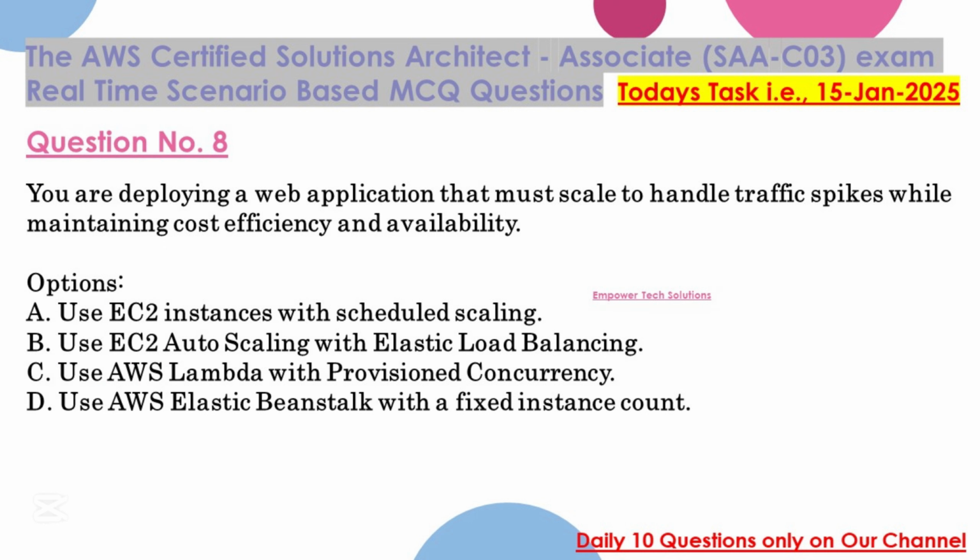You are deploying a web application that must scale to handle traffic spikes while maintaining cost efficiency and availability. Options: A. Use EC2 instances with scheduled scaling. B. Use EC2 Auto Scaling with Elastic Load Balancing. C. Use AWS Lambda with provisioned concurrency. D. Use AWS Elastic Beanstalk with a fixed instance count.